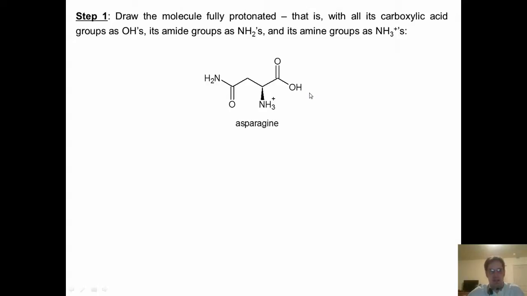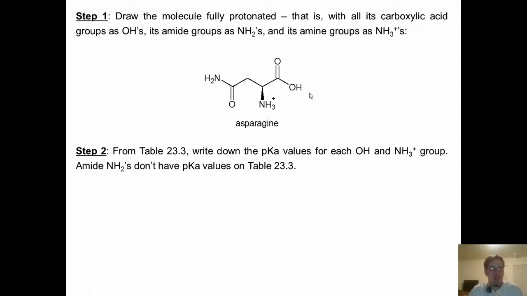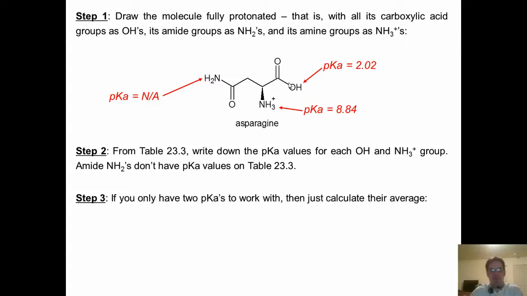That's step 1. Step 2 is using the information on Table 23.3, we write down the pKa values for each OH and NH3+. Amide NH2s do not have pKa values on Table 23.3. What are those pKa values for asparagine? Here they are. Step 3. If you only have 2 pKa values to work with, then just calculate your average, and you're done. Here's the average between these two pKa values. 2.02 plus 8.84 divided by 2 gives us 5.43 as the isoelectric point for asparagine.